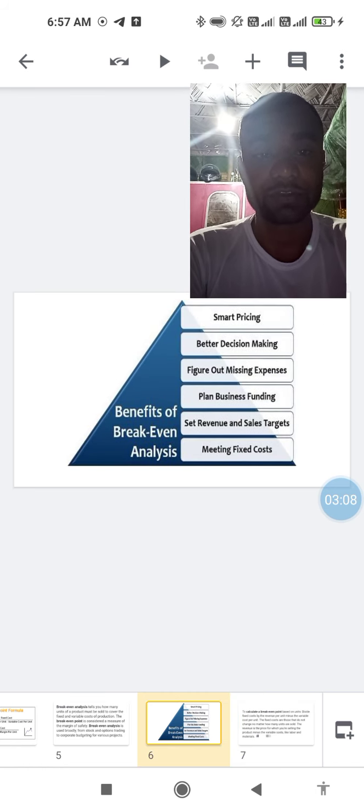Some of the benefits of break-even point are smart pricing, better decision making, figuring out missing expenses, business planning, business funding, setting revenue and sales targets, and meeting fixed costs. These are the benefits of break-even analysis.